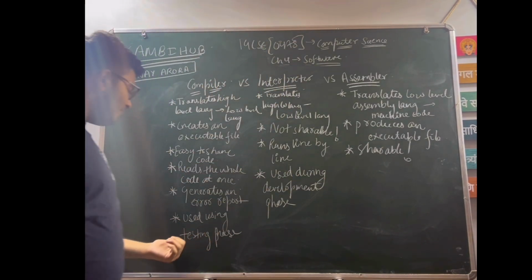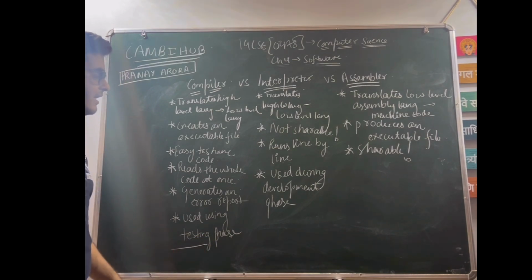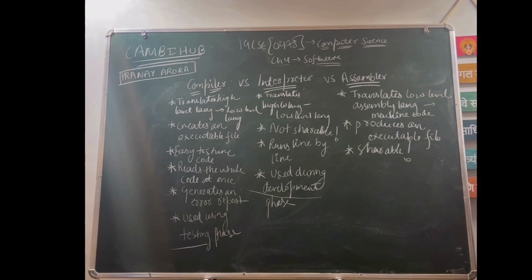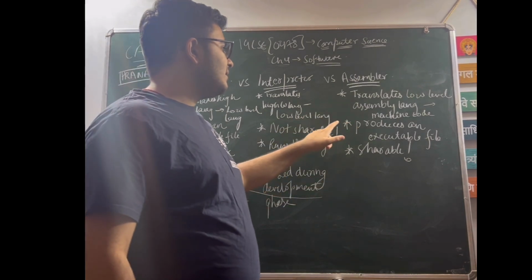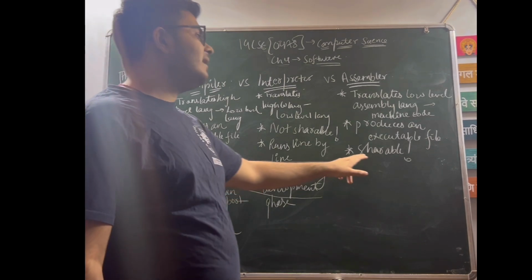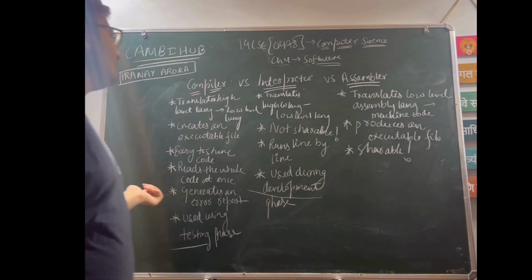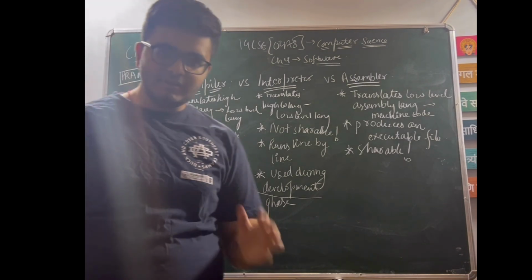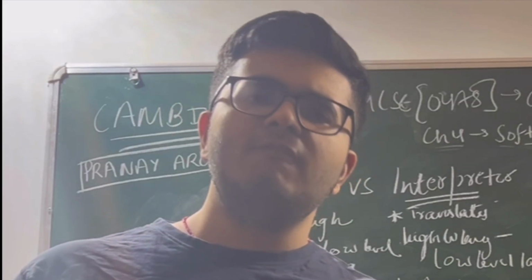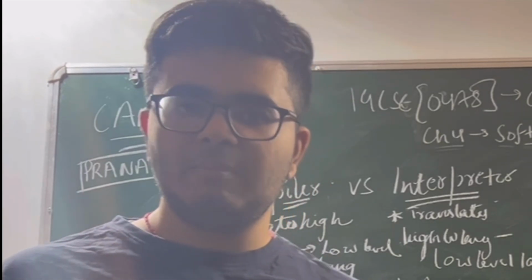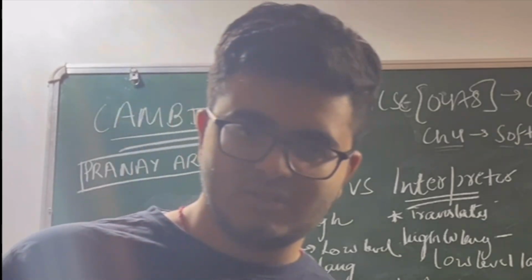The compiler is used in the testing phase, and the interpreter is used during the development phase, when we are developing the code, right? The assembler also produces an executable file like the compiler, and it is also shareable like the compiler. So these are the three differences, and coming to the end of the chapter, let's solve one or two questions to give you an idea of how questions come in past papers and to check your knowledge.